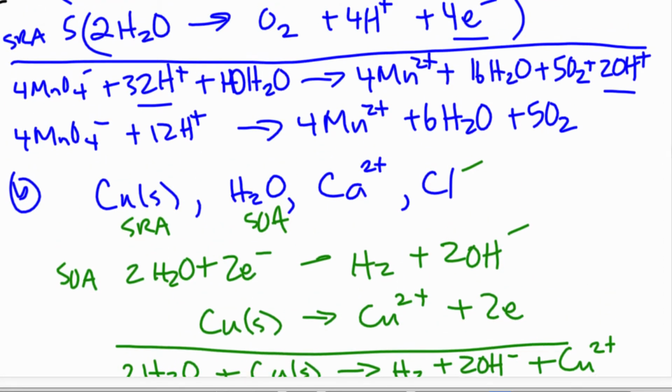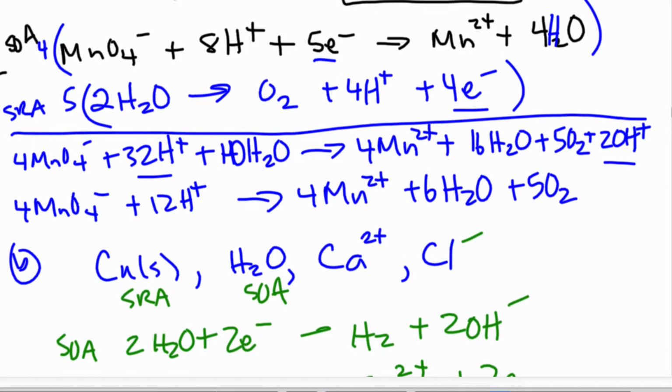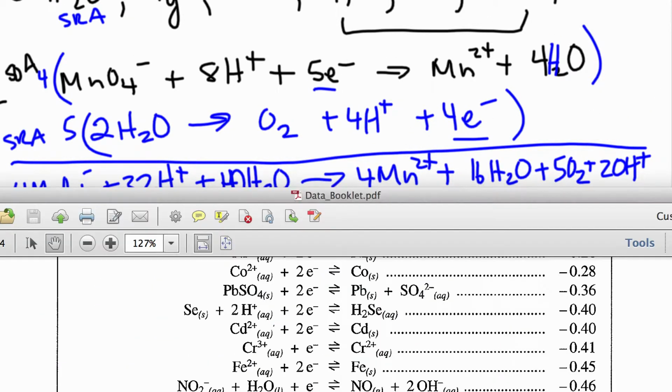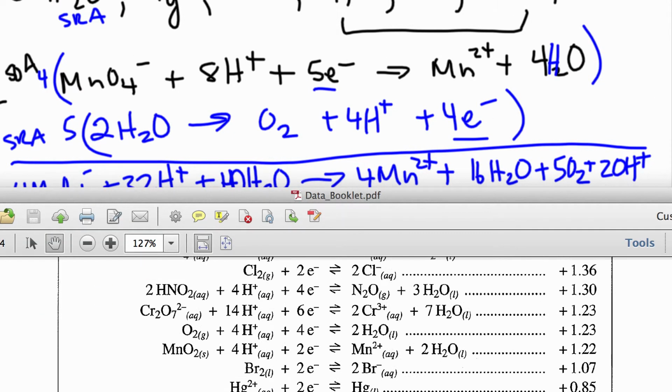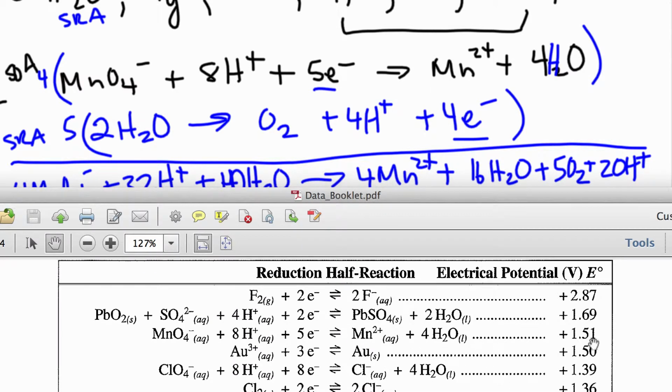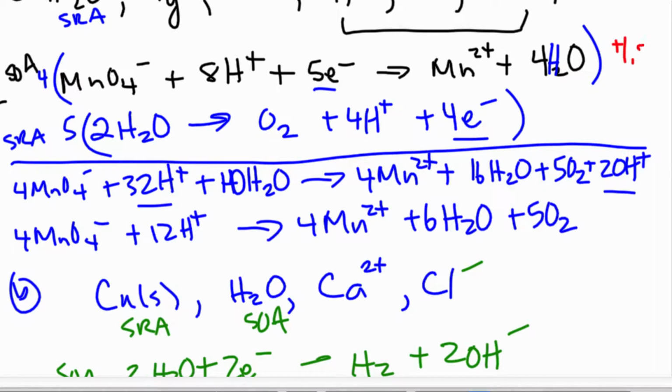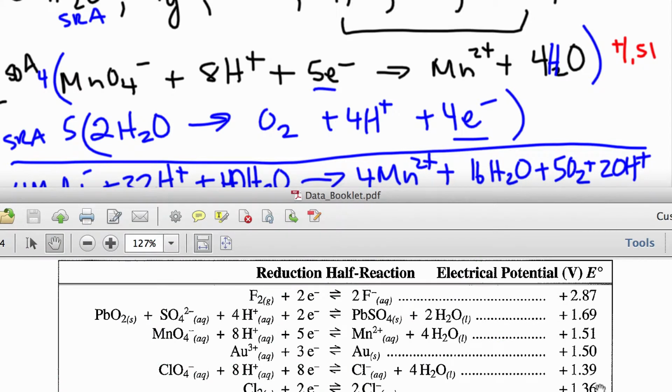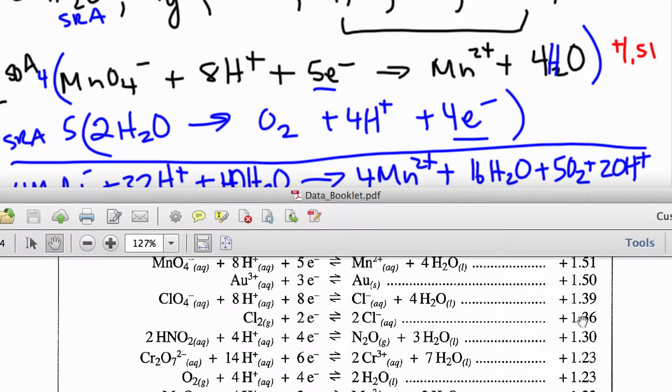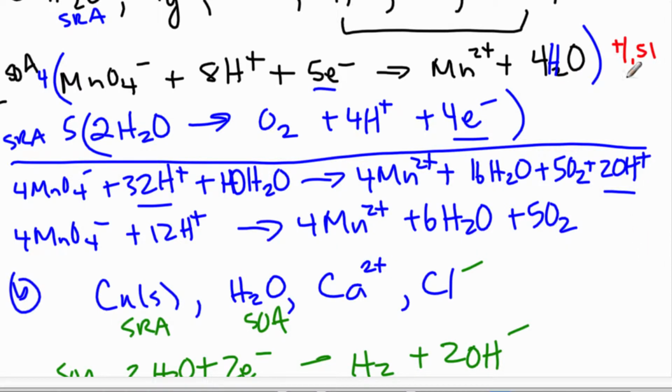Let me go up to the top here though. I think I forgot to do my voltages. Let me just go and fix that. So the voltage for MnO4, where was it? Plus 1.51. So this is positive 1.51. And the water one, where's water? Right there, 1.23. Oh, but I have to change its sign, right? So it'd be negative 1.23. So when you subtract, that'll be 11 minus 3 is 8, 28. Positive.